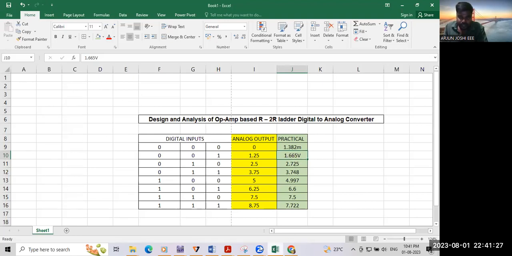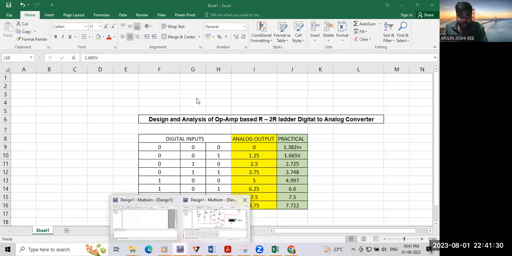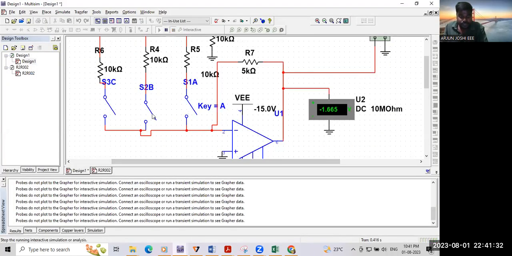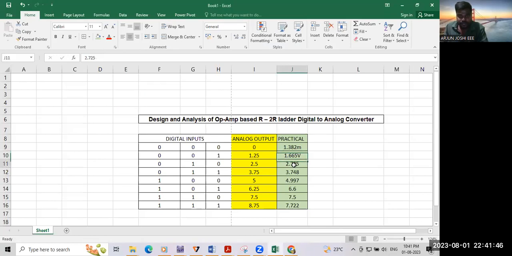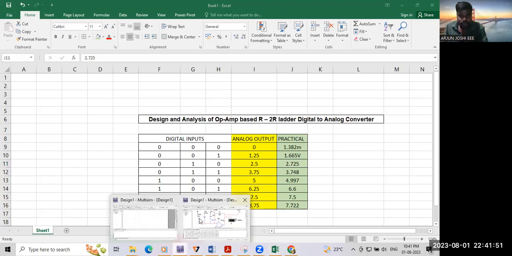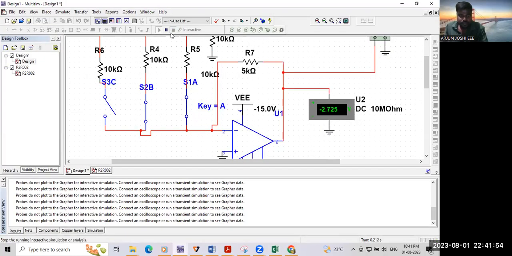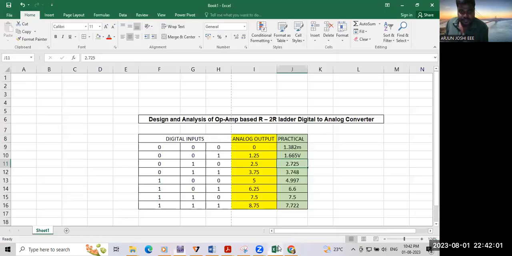Next combination, 010. It shows 2.75. You can note down 2.75 here. Next, 011. You need to run after changing the switch condition. It shows 3.7. This is how you need to check.